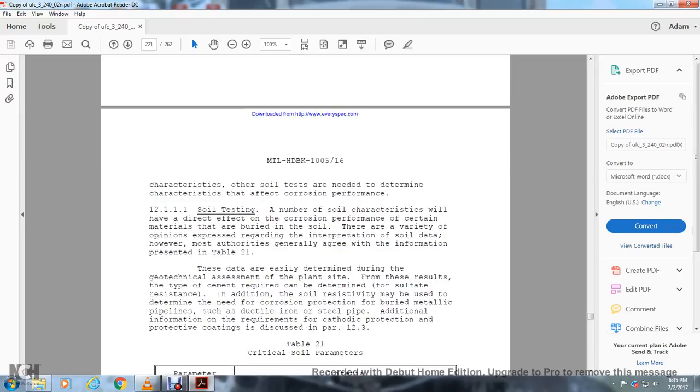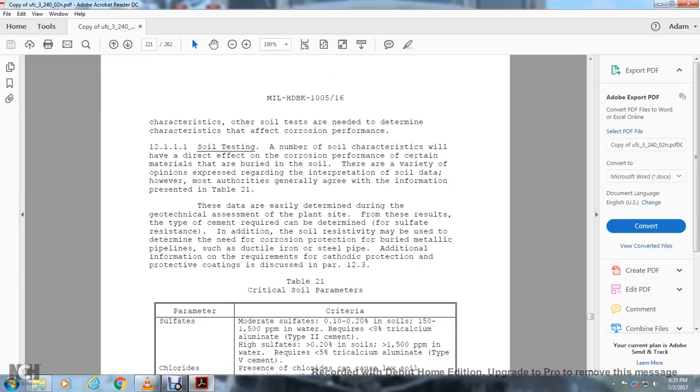12.1.1.1 Soil testing. A number of the soil characteristics will have a direct effect on the corrosion performance of certain materials that are buried in the soil. There are a variety of opinions expressed regarding the interpretation of soil data. However, most authorities generally agree on the information presented in Table 21. These data are easily determined during the geotechnical assessment of the plant site, and the result determines the type of cement for sulfate-resistant conditions in the soil. Soil resistivity may be used to determine the need for corrosion protection for buried metallic pipelines such as ductile iron or steel pipe. Additional information requirements for cathodic protection and protective coatings are discussed in paragraph 12.3.